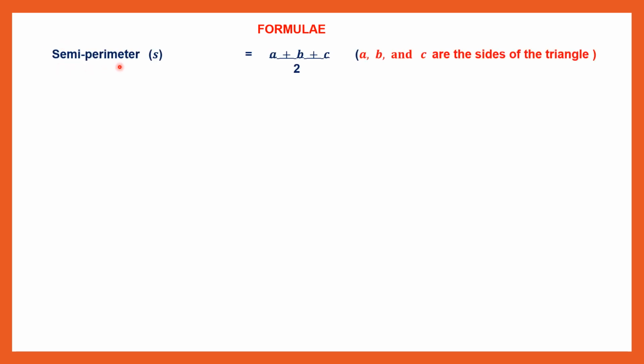First one is semi-perimeter. This is something new. Semi-perimeter S. Now how do we find that? A plus B plus C divided by 2. This is the formula to find the semi-perimeter. And what are A, B and C? A, B and C will be the sides of the triangle. Now when you simply add up A plus B plus C, you get the perimeter. When you divide that by 2, you get the semi-perimeter.